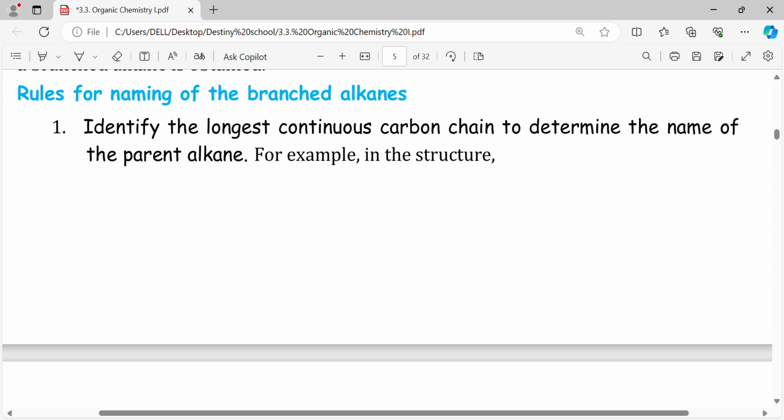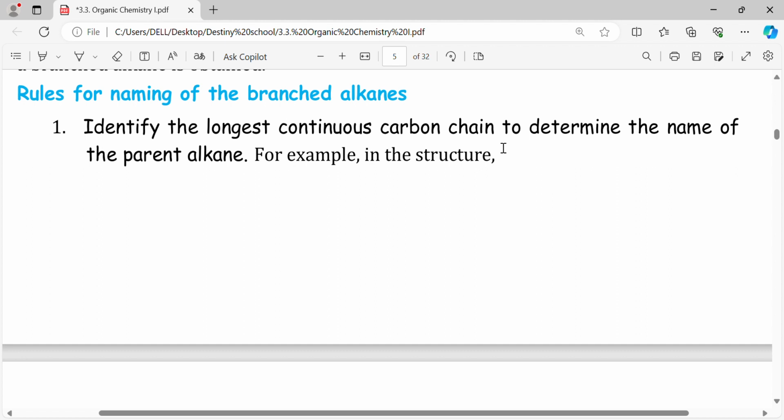What is now important are the rules. Good, so let's write this: rules for naming of branched alkanes. Now we are in naming. We want to see how you name them. What are the rules? We want to know how you can name these compounds.